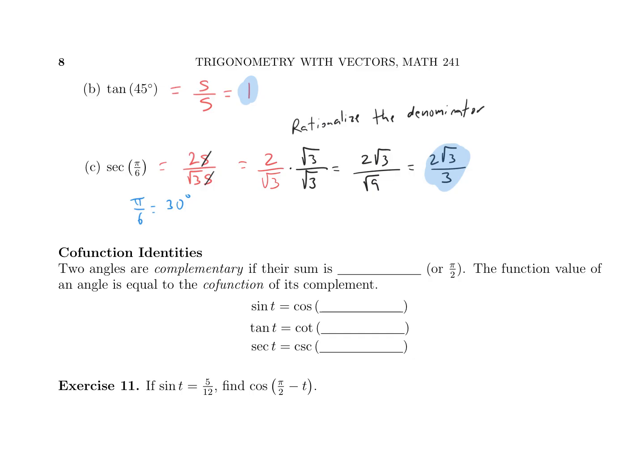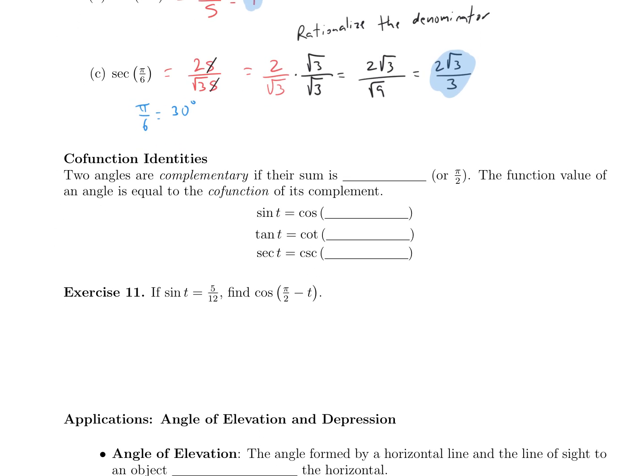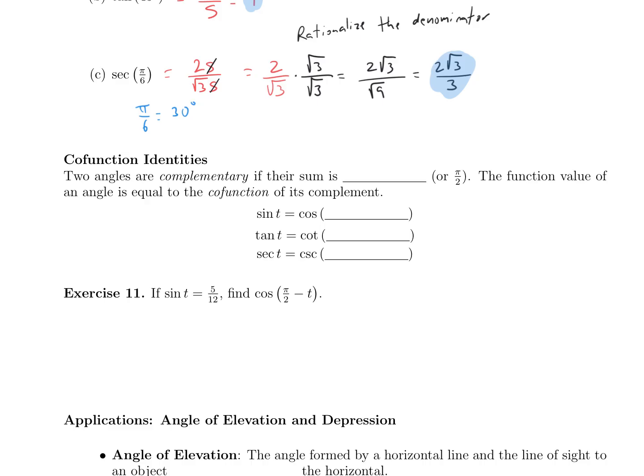Okay, if we move on, they're going to tell us what cofunction identities are. So if you have two angles that are complementary, that means that their sum is 90 degrees, which is the same thing as pi over 2. Those are equivalent. 90 degrees is obviously in degrees. Pi over 2 is in radians. So here are the following identities, the cofunction identities.